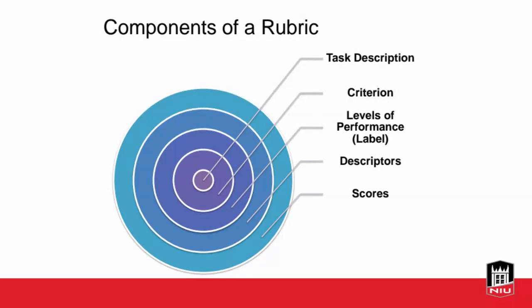A rubric also includes scores, so that's a value that we assign to rate each of our criteria. And then you might include a weighting factor as well, so giving more value for one criterion versus another criterion.